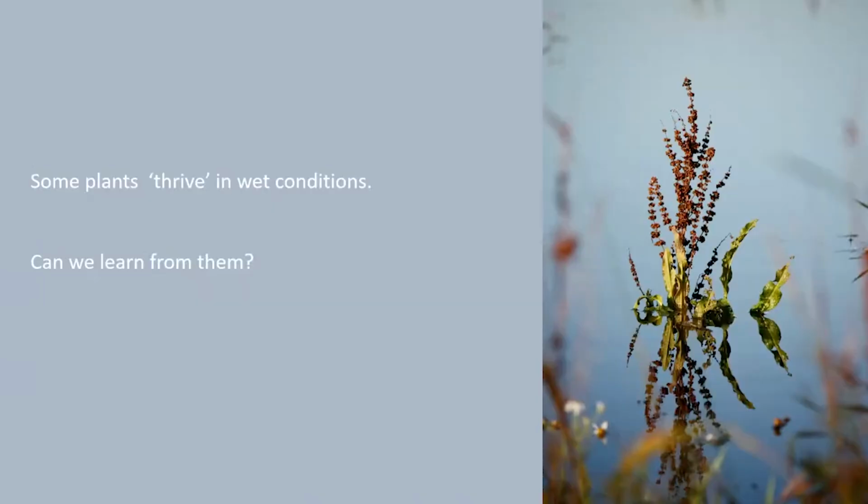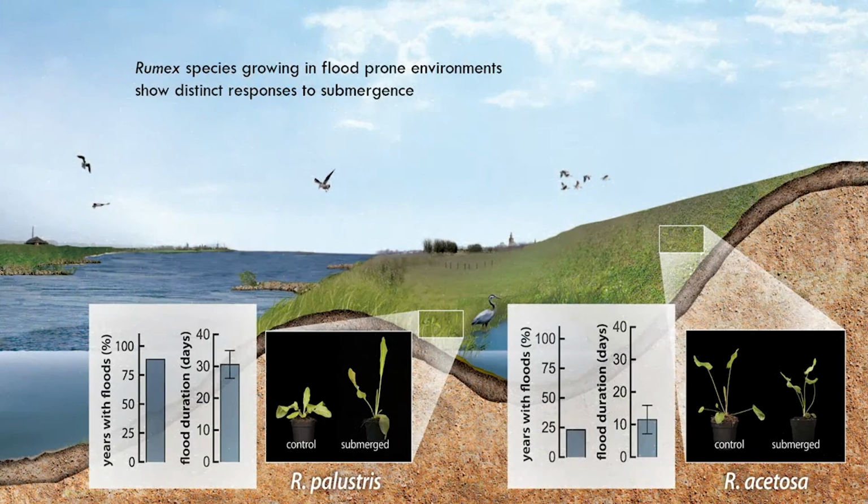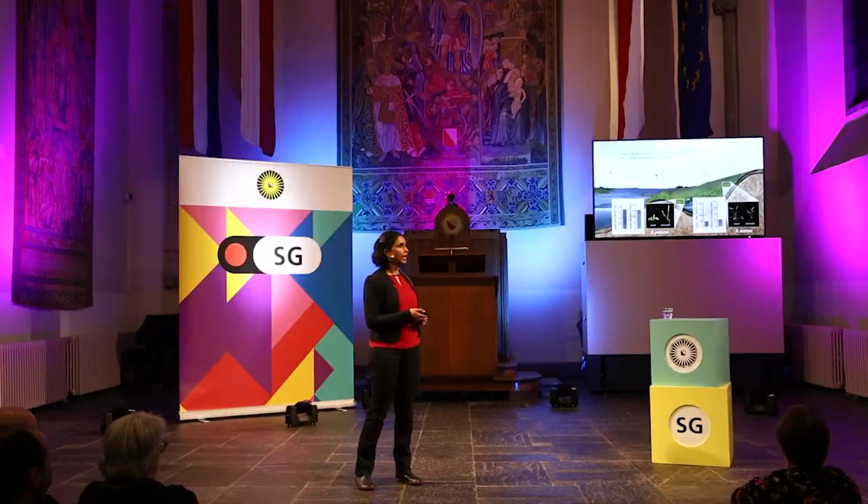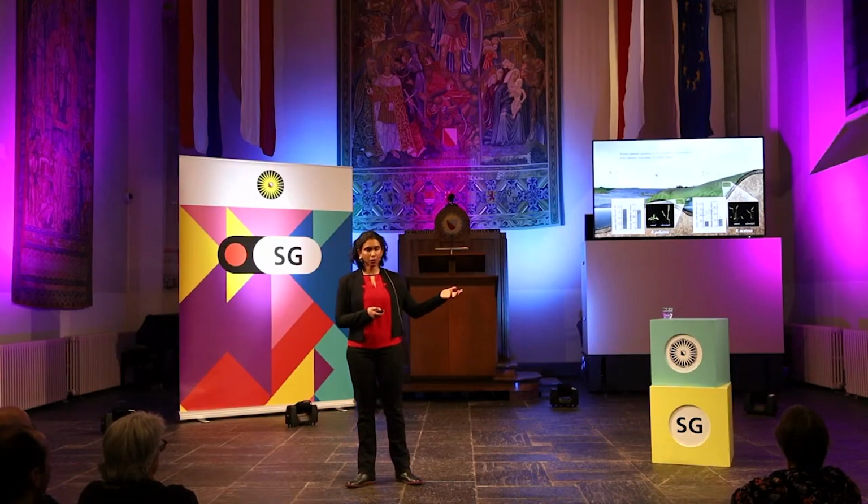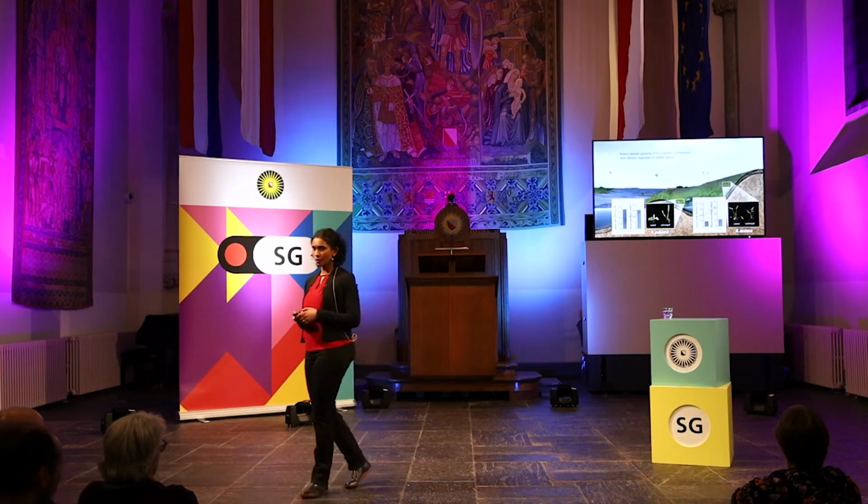However, there are plants that are quite at home in wet conditions. And it is of use to us to ask the question, how do these plants survive wet conditions, and can we learn from them? So, as an example, this is an image of a Dutch river landscape, which all of you are familiar with. And here grow two species, which also you probably have seen at some point, but not noticed or known what they were. One is called Rumex palustris, and the other is called Rumex acetosa.